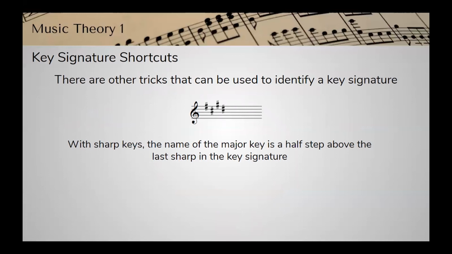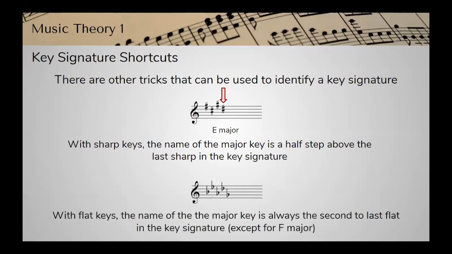So if we think about our keyboard, a half step above D sharp is E, so this is the key of E major. Okay. A trick with flat keys is that the second to last flat in the key signature is the name of the key. This doesn't work for F major because it only has 1 flat.